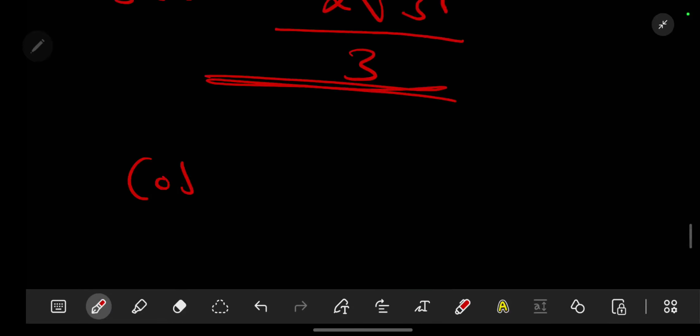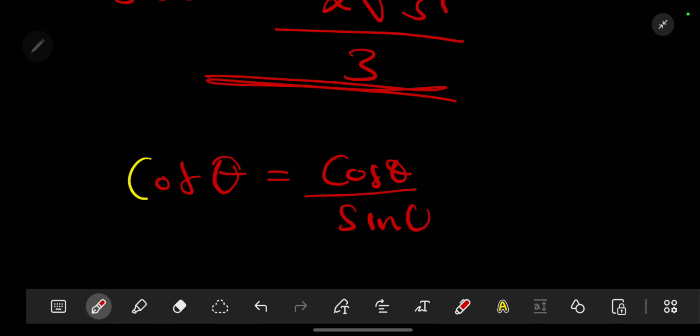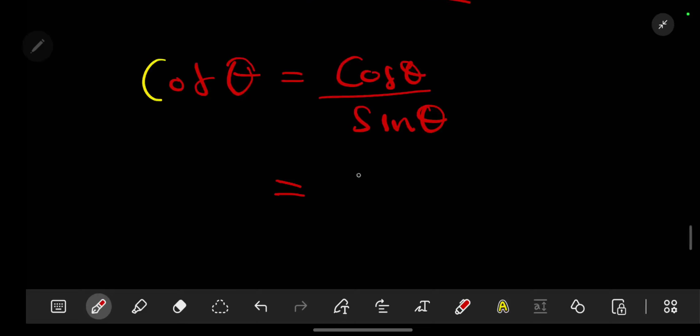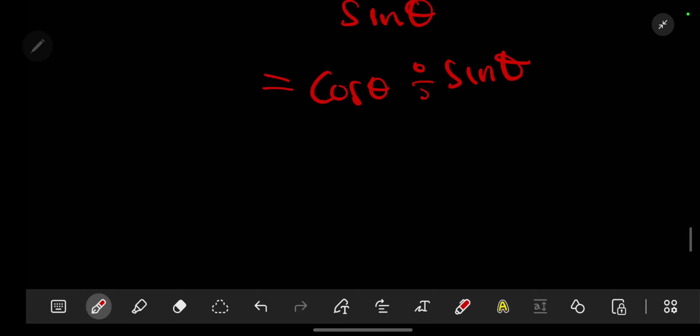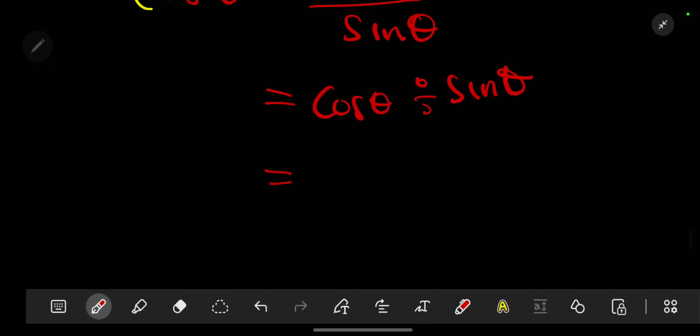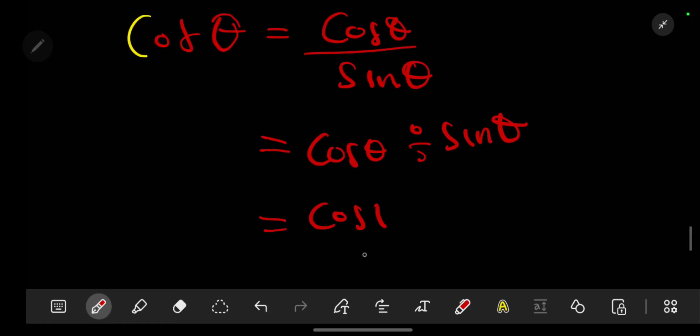If you are looking at the cot of theta, remember cot of theta is equal to, not sine, but since it starts with c, you can put the cos of theta over the sine of theta. So in this case, what is our sine of theta? First, this is the same as cos of theta divided by our sine of theta. What is our cos of theta? Cos of theta is the cos of 510 degrees divided by our sine of 510 degrees.